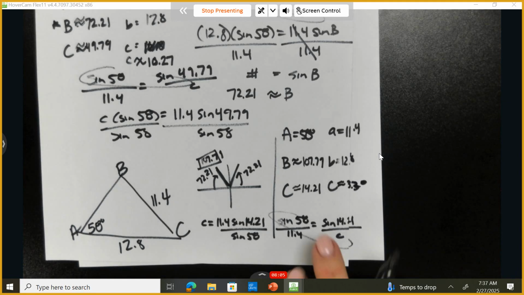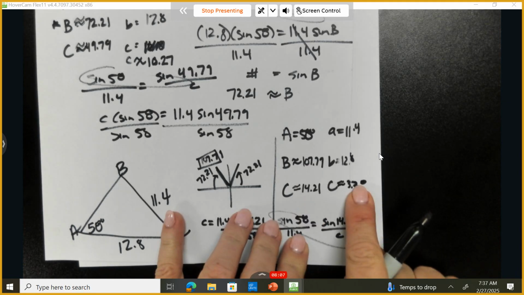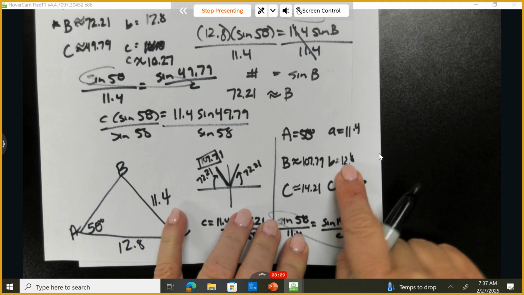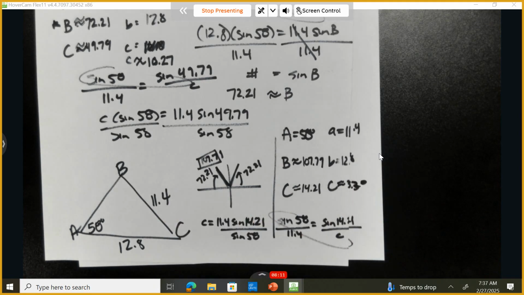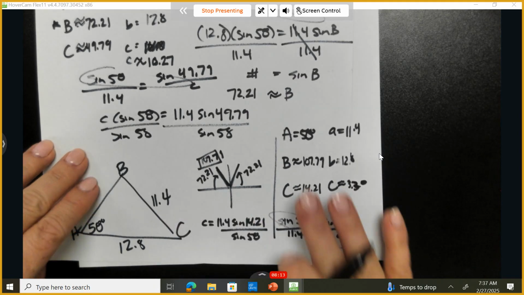Okay, now we need to analyze. Smallest angle has a small side. Largest angle has a larger side. This all makes sense. I'm going to stop for just a second.